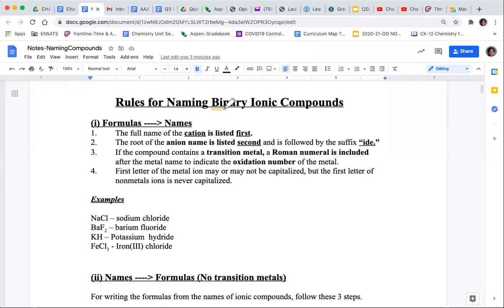One more time, bi means two, so there are two atoms. And we know ionic compound means one atom should be a metal and the other one should be a non-metal. In these two, metal and non-metal, which one comes first? Which one comes second? So the full name of the cation comes first. Cation means here the metal ion, because metals always lose electrons and become a positive ion, which is also called a cation.